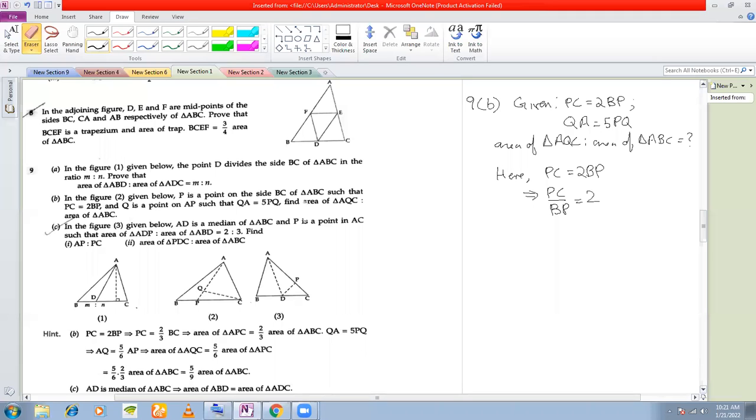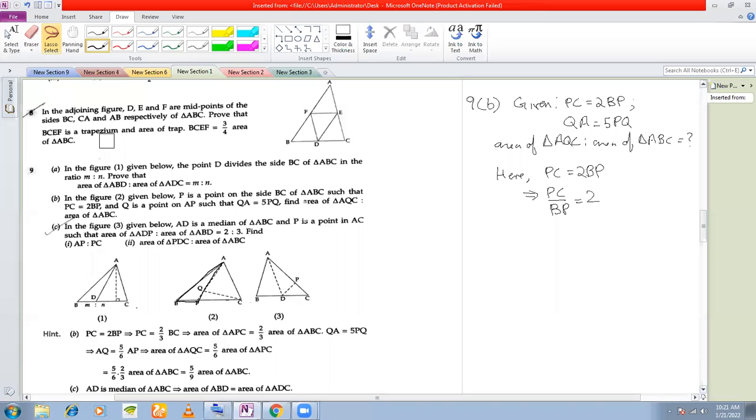Now if you see, PC is the base of which triangle? PC is the base of this triangle, you agree? BP is the base of which triangle? BP is the base of triangle APB. This BP is the base of this triangle, clear?